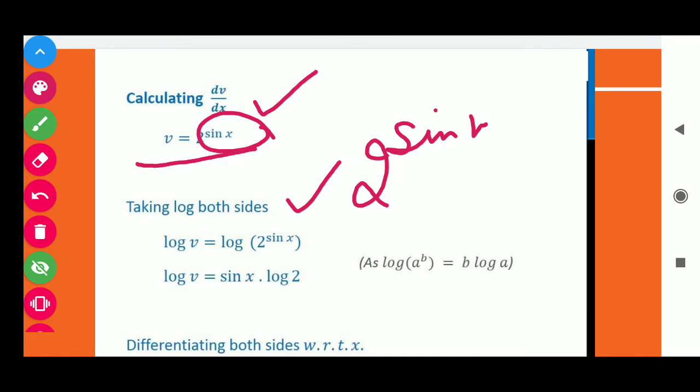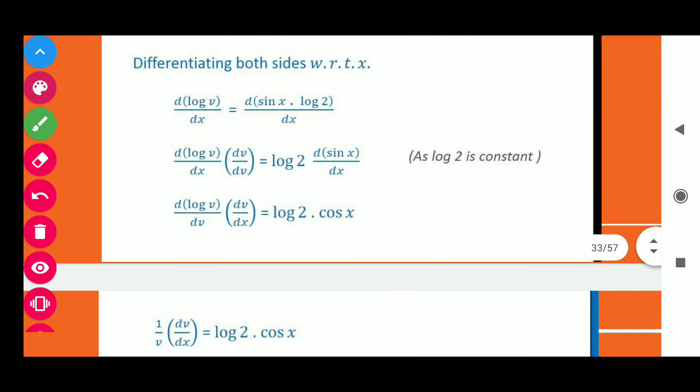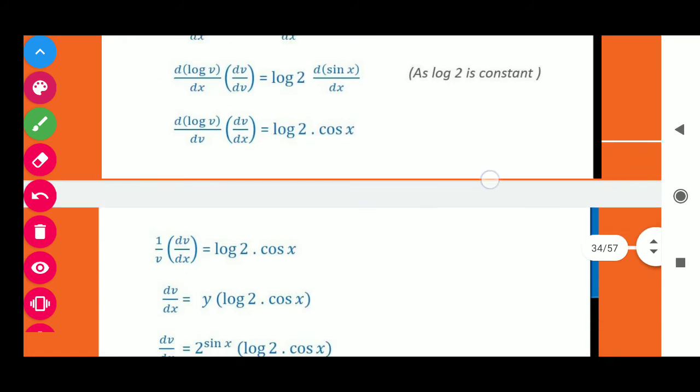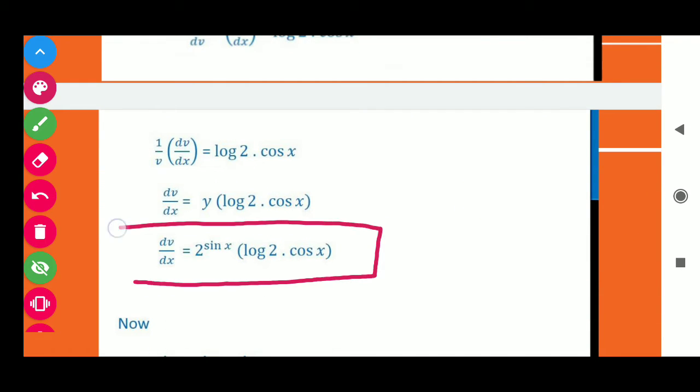If you take log on both sides, then we will write log v is equal to log 2 raised to power sin x, and take the power in front of this, and derivative of log v is 1 over v dv by dx. Sin x as it is, derivative of log 2 is 0, and log 2 as it is, derivative of sin x is cos x. So students, in this way you can see here log 2 cos x that I have explained to you earlier. So in this way we get dv over dx is 2 raised to power sin x into log 2 into cos x.